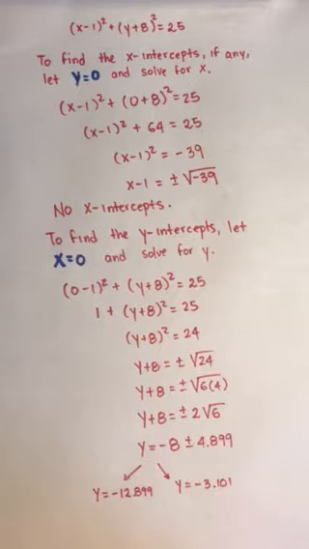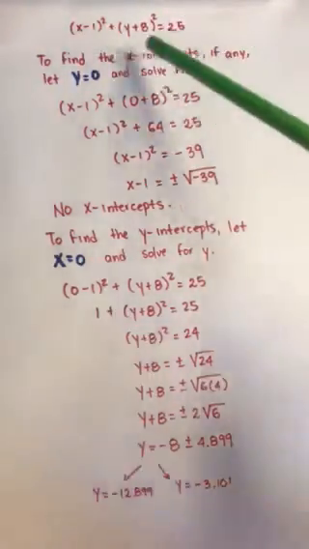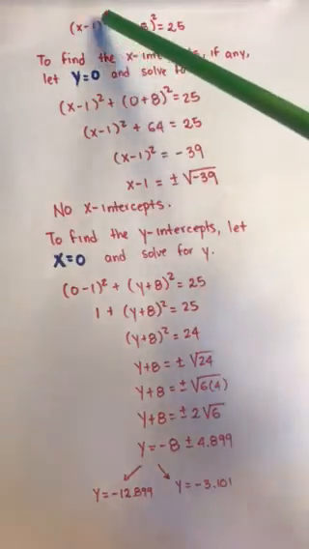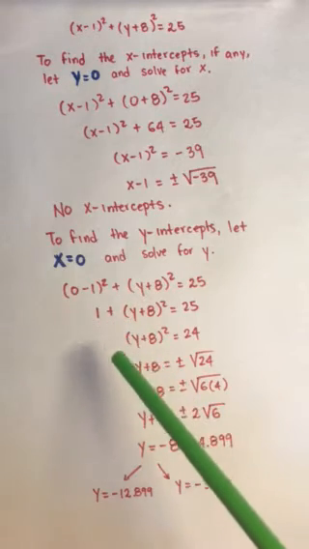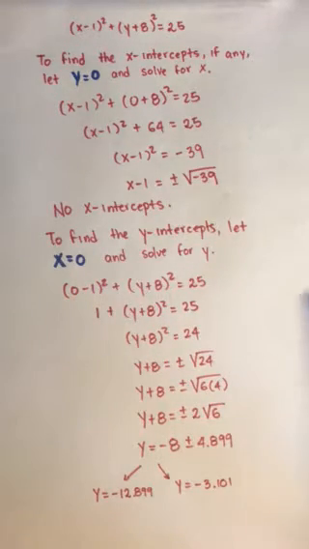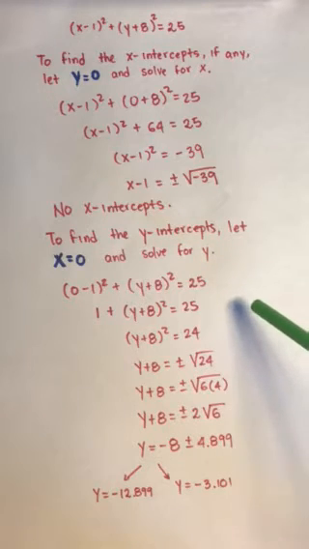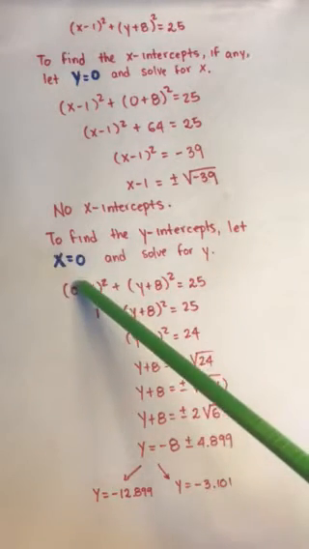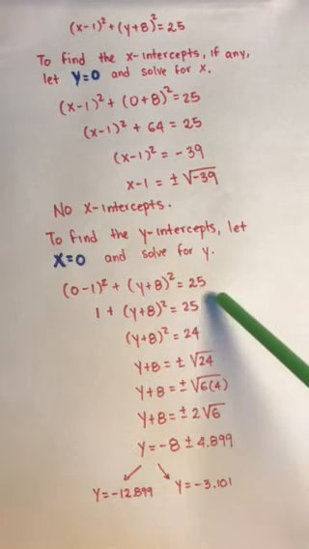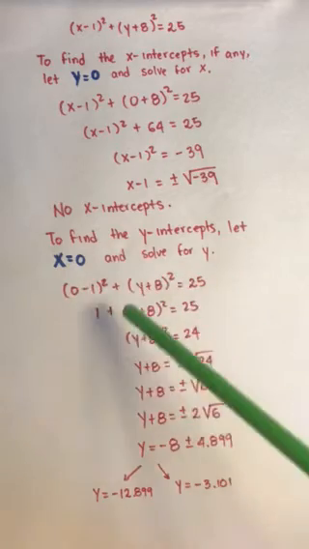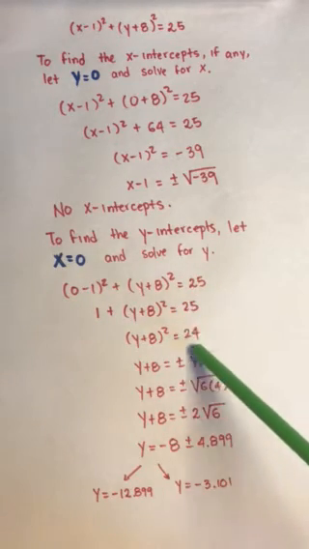Now, let's find the y-intercepts. For this, you let x be equal to 0 and you solve for y. So again, you come back to the original equation, and now x is equal to 0. We have (0 minus 1) squared plus (y plus 8) squared equals 25. So negative 1 times negative 1 equals 1. Now we subtract 1 from both sides. We have 25 minus 1 equals 24.